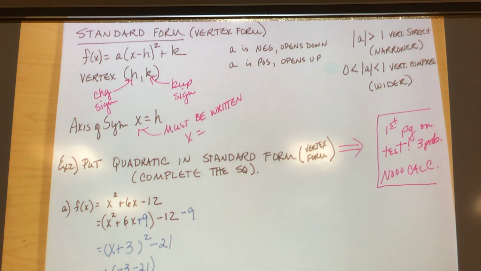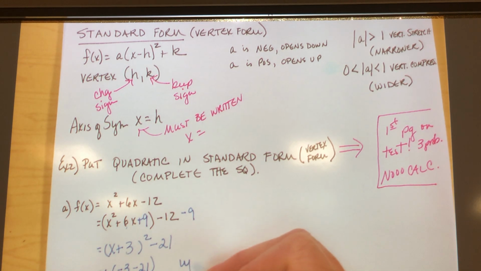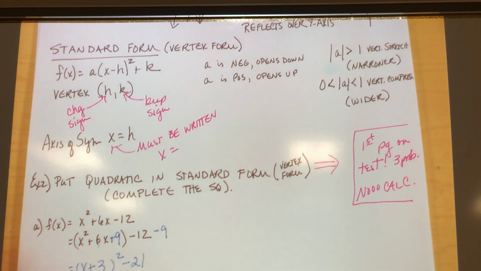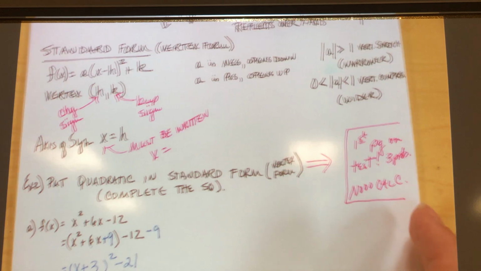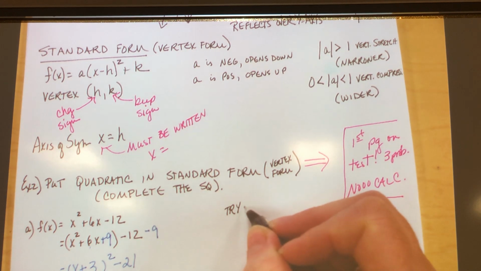Are you with me? What's my axis of symmetry? X is equal to negative 3. Does he open up or down? Is he wider, narrower, or the same as the parent function? Same. Very good. You with me? Bringing back some good old memories, people. All right? You ready to try one for you? Sure. You try this one.